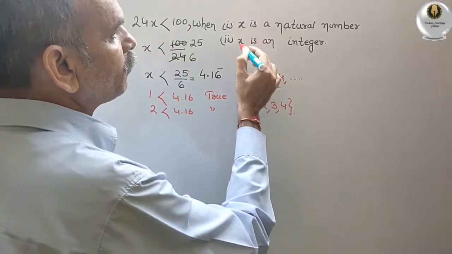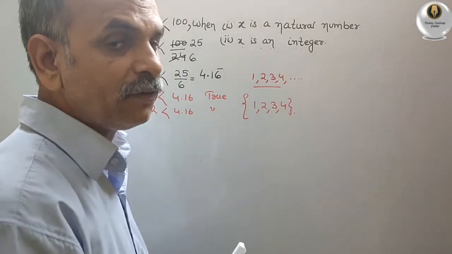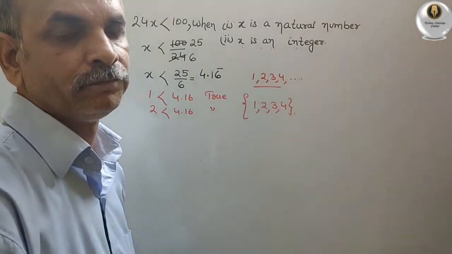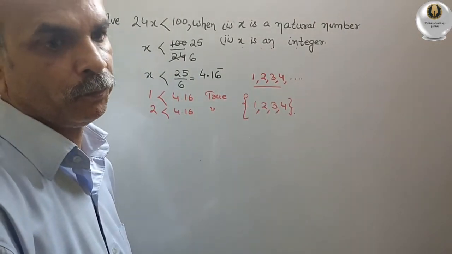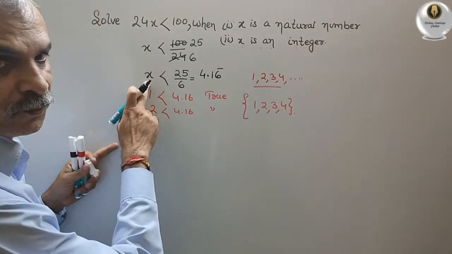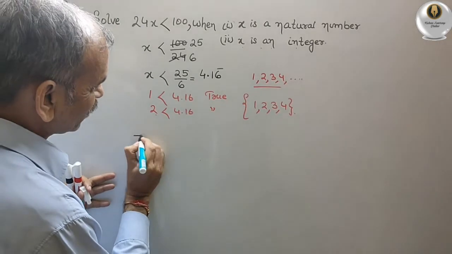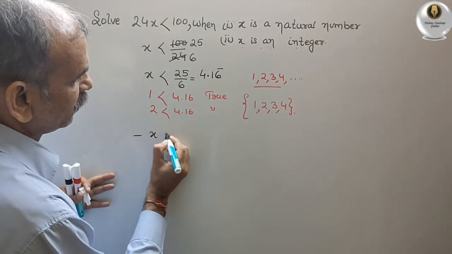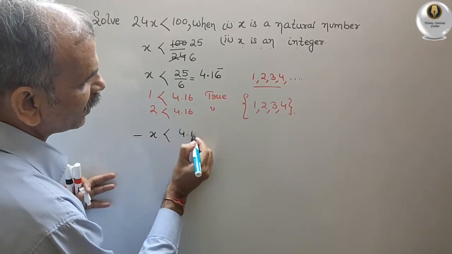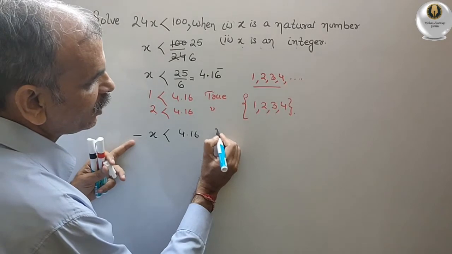Now, comes here: x is an integer. So integers vary from minus infinity to infinity. Everywhere it will go. So you can see this. If we put here minus any number, minus of any number x, it should always be less than 4.16. Why? Because it's a negative number. Therefore, we can say it's true.